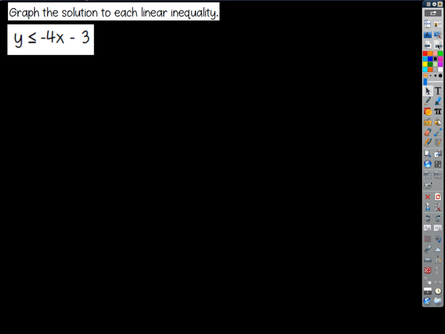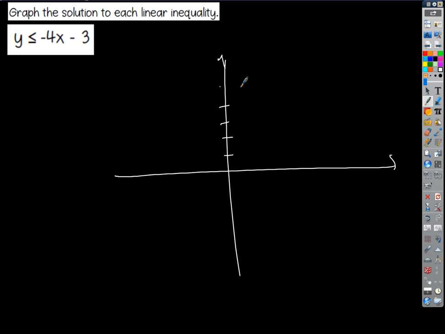So, graphing solutions to linear inequalities. You guys know how to do this. You've done this before, guaranteed. I just want to remind you what the rules are. It's not a big deal. Okay, so what would happen if I were to graph just the line, let's ignore the inequality for a second.